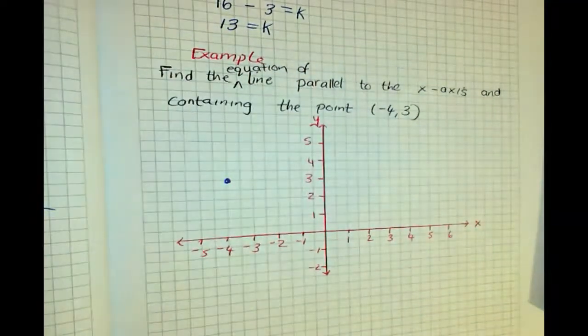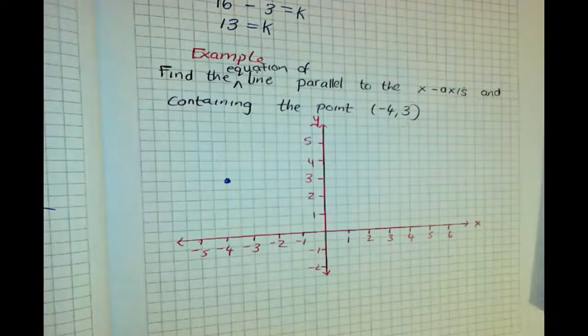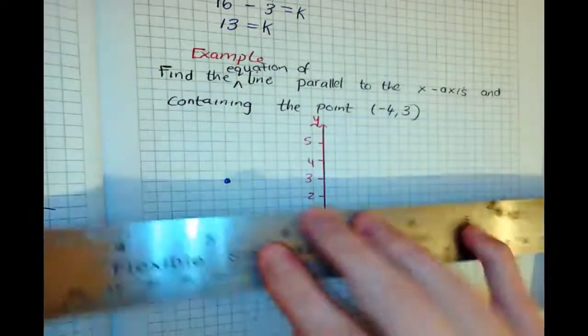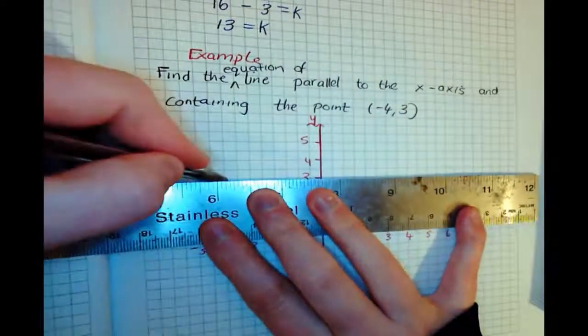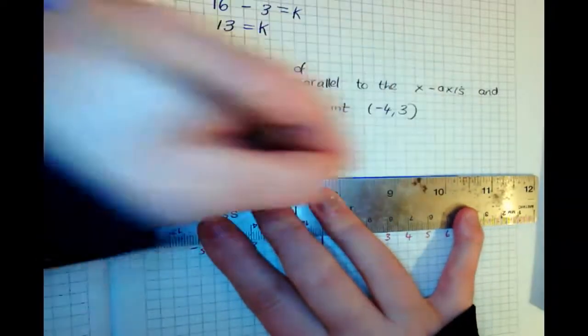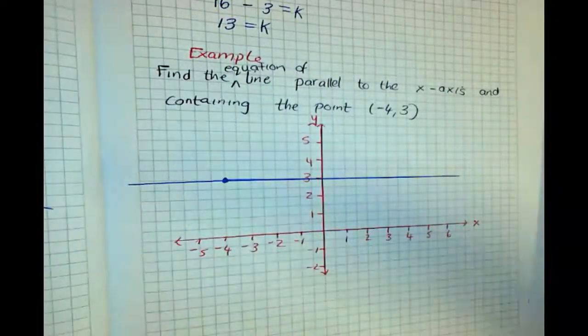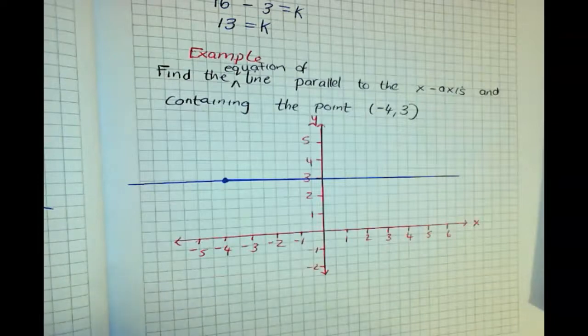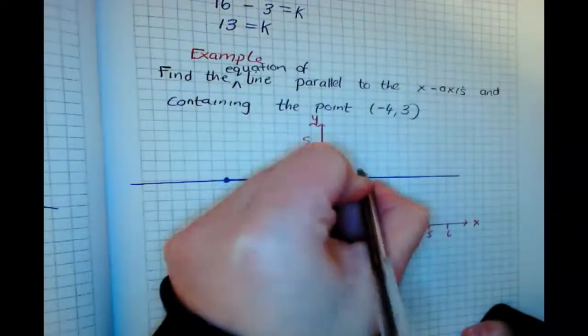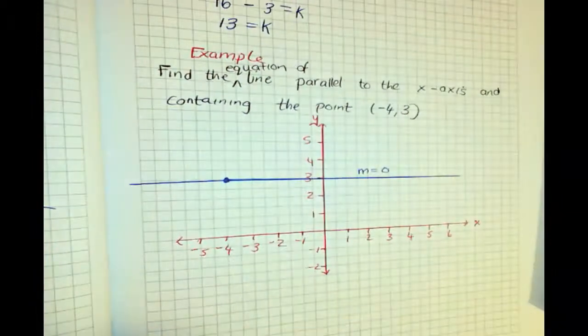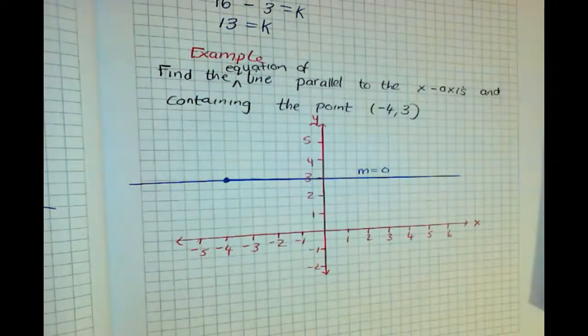It's parallel to the x-axis, so parallel means that it's the same slope, so we know that that line is going to be like that. Okay, so that line is parallel. We're asked to find the equation. Okay, so we have a point. We know the slope of that line is 0. The slope is 0.